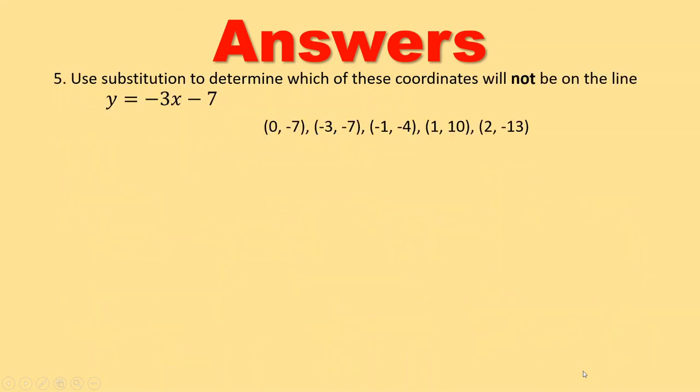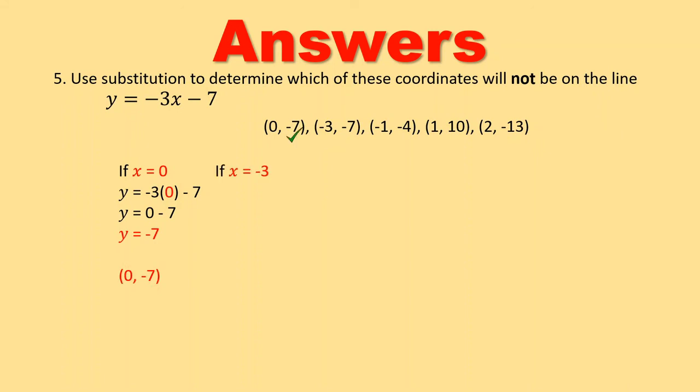On to question 5. Which of these points do not belong on the line? I hope you didn't just guess. Using substitution, substituting the x value into the equation of the line, when x is equal to 0, y will be equal to negative 3 times 0 minus 7. I'm just replacing the x value with 0. That's going to be 0 minus 7, which is negative 7. So the point 0, negative 7 is on the line.